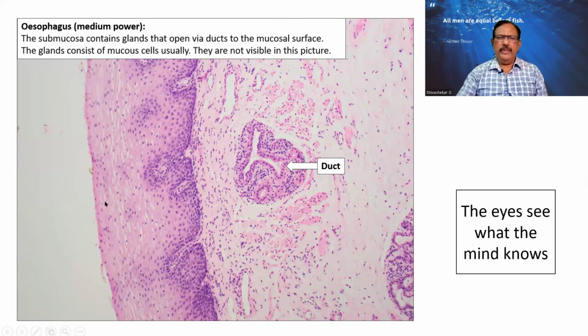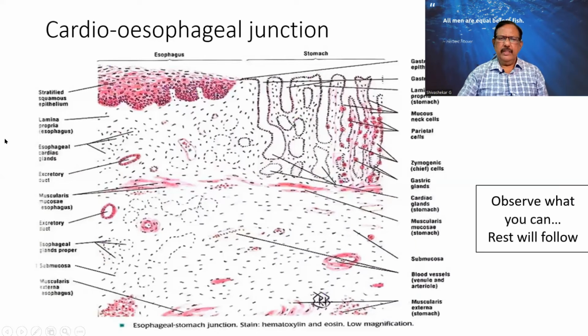So again, a beautiful picture. I would like you people to describe it. The eyes see only what the mind knows. So there is some kind of a structure which can be a duct or some of the glands which are lower. Whenever there is a gland, there has to be a duct to deliver the material. And this is the lamina propria, etc. This is again a schematic picture. Whenever there are such pictures and too many names, we need not bother about it. Let us see what best I can make out of it.